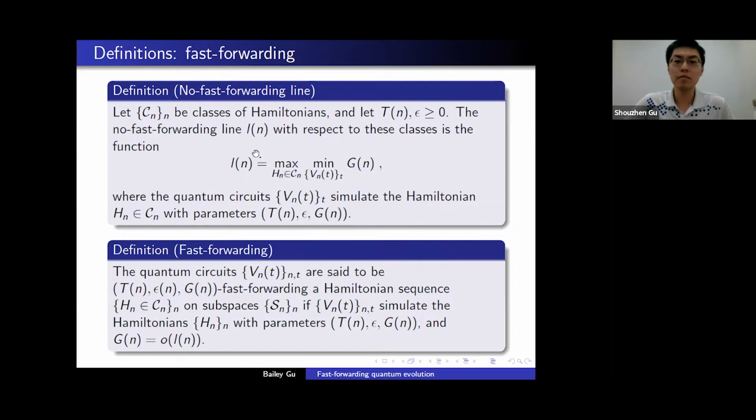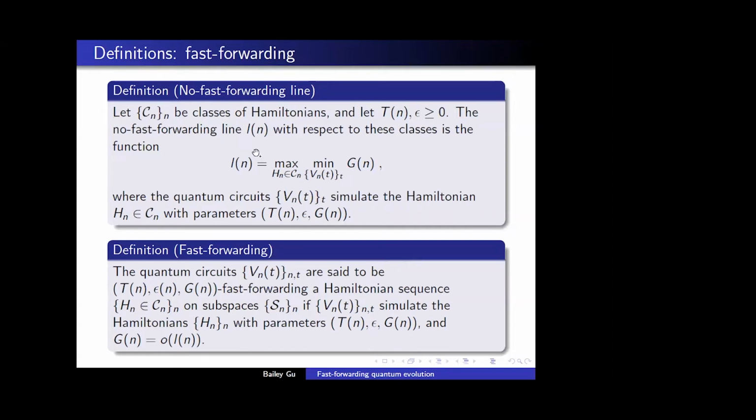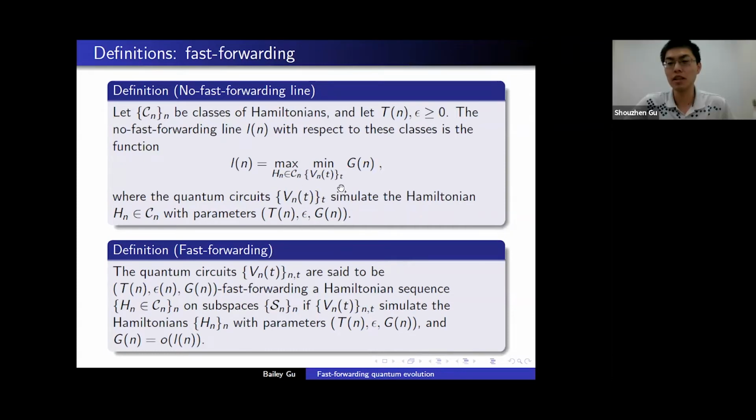Usually this L of n cannot be found precisely because we don't know what the optimal quantum circuit is to simulate some Hamiltonian. So the best we can do is get lower bounds on L of n, and that's what the no fast forwarding theorems do. And if g of n is better than the lower bound, then we definitely have fast forwarding. Okay, so for this talk, we always assume that the lower bound is going to be something like a polynomial in n times t of n. So it's going to be scaling linearly with t. So if we can beat that, then we have fast forwarding.